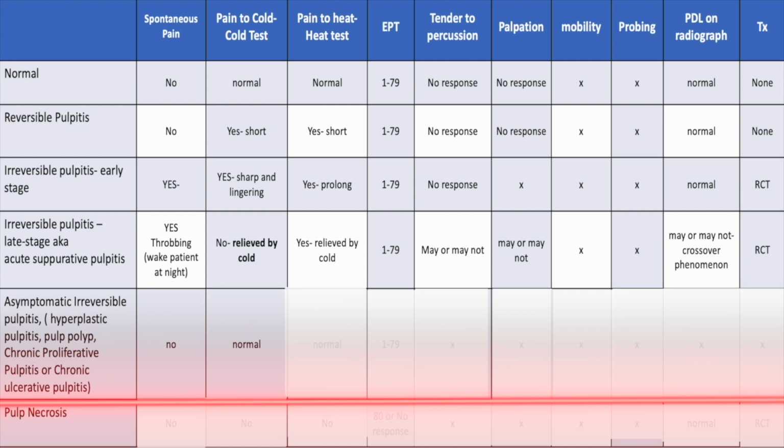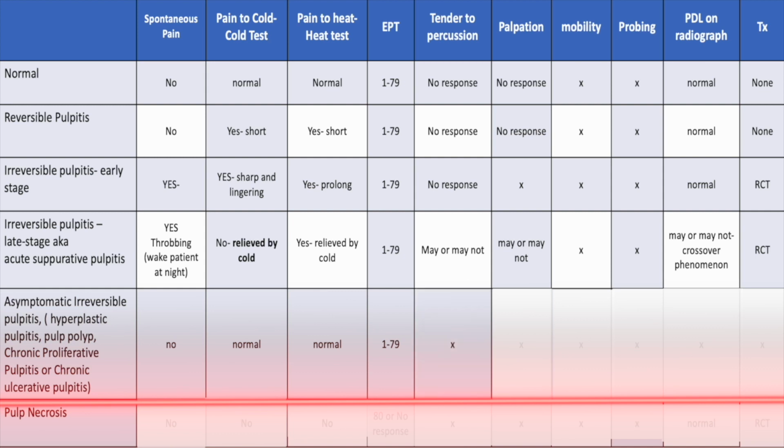What about with cold test or pain due to cold? It's going to be normal, just like any normal tooth. What about heat test or pain due to heat? It's going to be normal. Remember the keyword asymptomatic. Patient does not have symptoms on that specific tooth, so it's asymptomatic. EPT is going to give you 1 to 79 because it is definitely vital. Nothing is dead in that tooth.